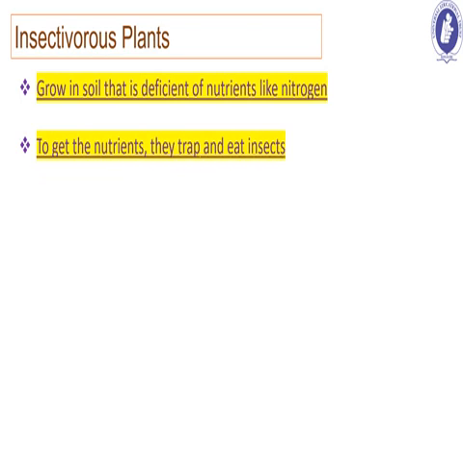So for the plant's growth, nutrients like nitrogen are essential for them. So when they are growing in soil which is having less of nitrogen, to get the nitrogen, they trap and eat insects.